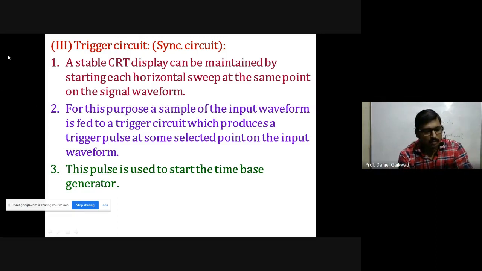For this purpose, a sample of the input waveform is fed to the trigger circuit, which produces a trigger pulse at some selected points on the input waveform. So we take a sample of the input waveform and feed it to the trigger circuit, and the trigger circuit produces a trigger pulse at some selected points on the input waveform. That is the important part of the CRO.